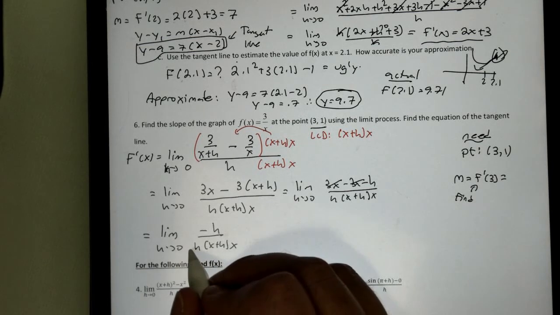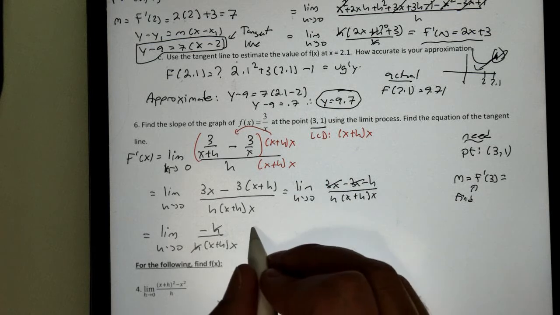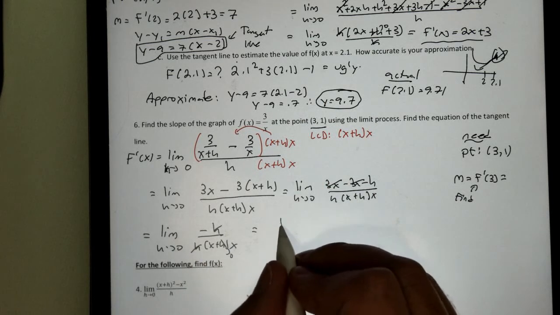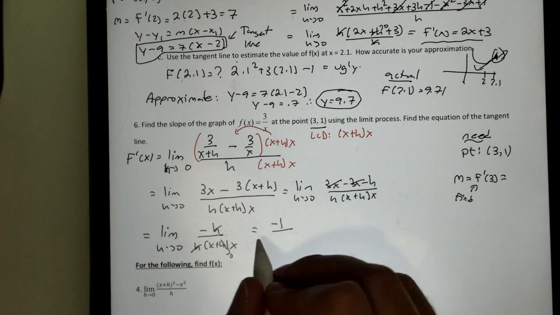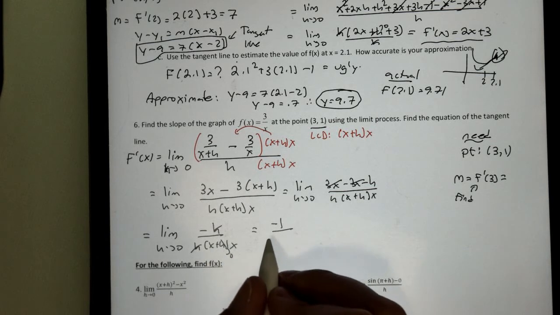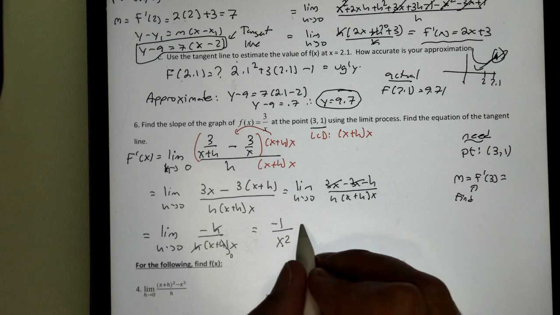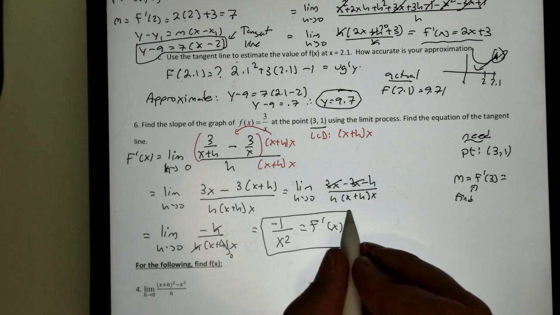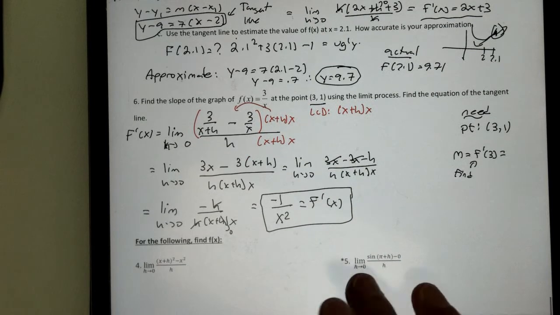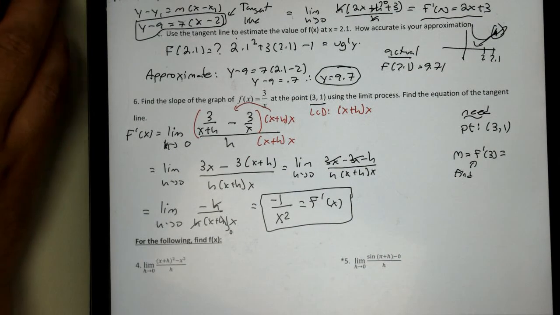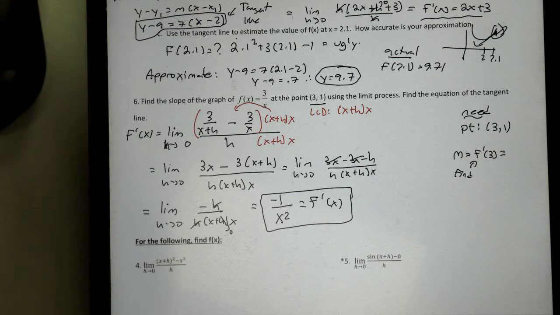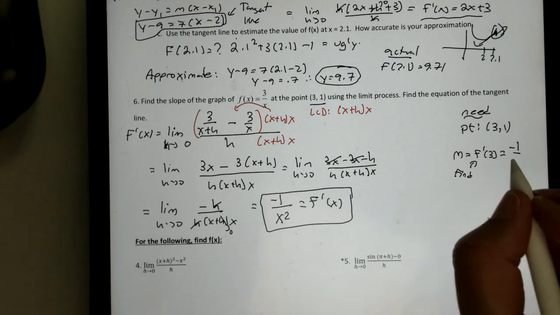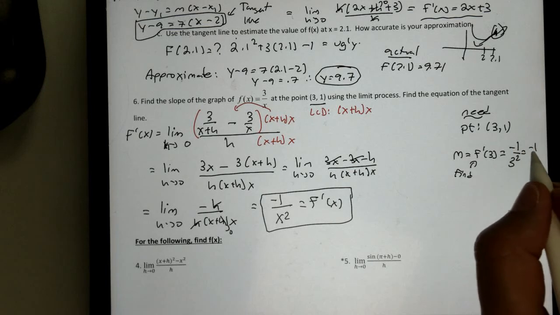What happens to the h's? Oh heck, they cancel out. And if I let h go to 0, we get negative 3 over x times x, or x squared. And there's our derivative right there. Now we're not done, because we want to write our tangent line, so we have to find the slope there. Plugging it in, we get negative 3 over 3 squared, so negative 1 over 3.